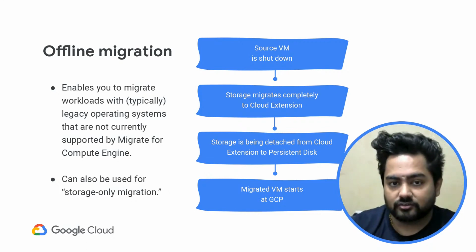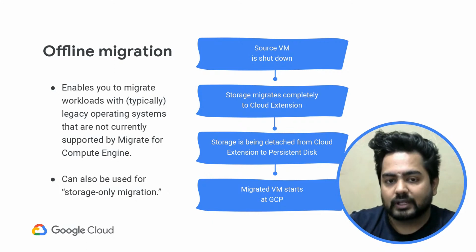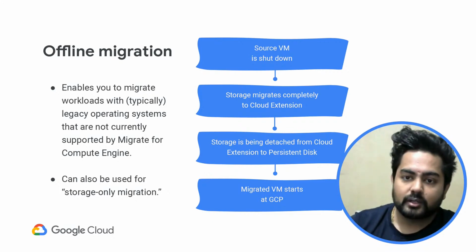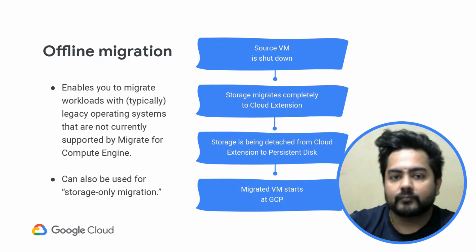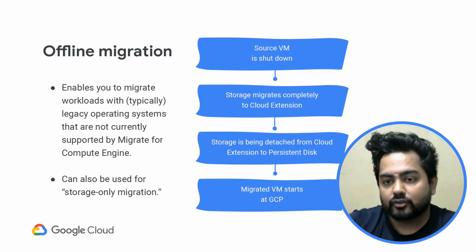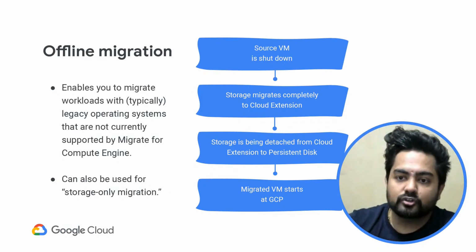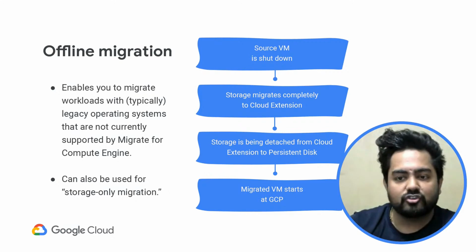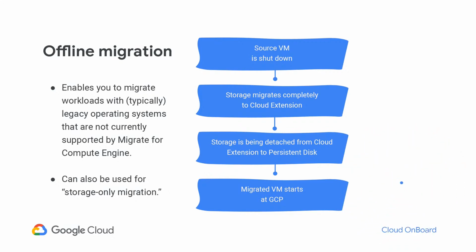And it's just the opposite of run in cloud, where you have that VM snapshot and then the storage starts migrating, streaming. In the offline, it's the other way around. So the storage gets migrated to the cloud before the VM starts on Compute Engine. Then the source virtual machine will first be shut down. Storage will be migrated completely. It will be detached and cleaned up before that VM is going to start in GCP.